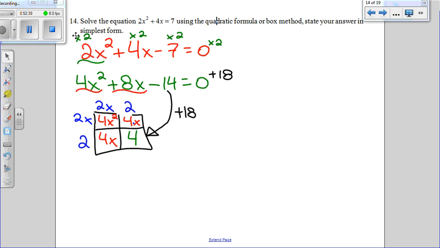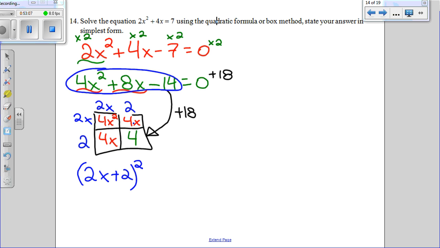You have successfully turned this quadratic into 2x plus 2 squared. That's the outsides of the boxes. And it's equal to 18. It used to be that quadratic equal to 0, but we had to add 18 to both sides, right? Now we can start solving this. So we can square root both sides.